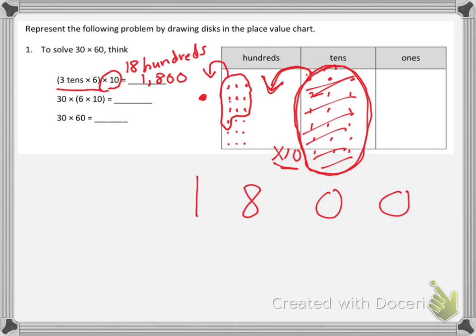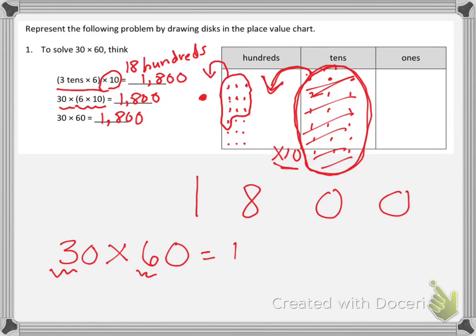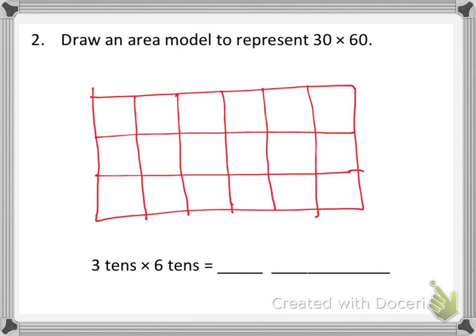So 30 times 60, we know that's 1,800. If you take this 30 times 60, you might look for that pattern like we have done before in the previous lessons, where you might just be looking at the 3 and the 6, and this is an 18, and then you're looking at the 0 and the 0. So you're going to see that pattern. So it's 1,800.